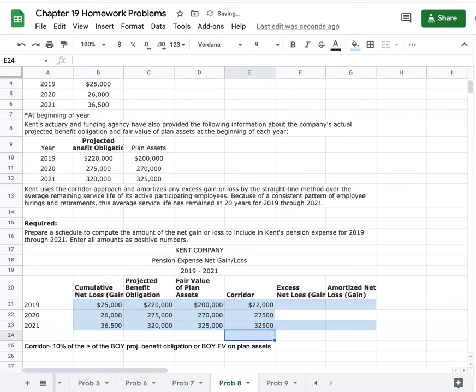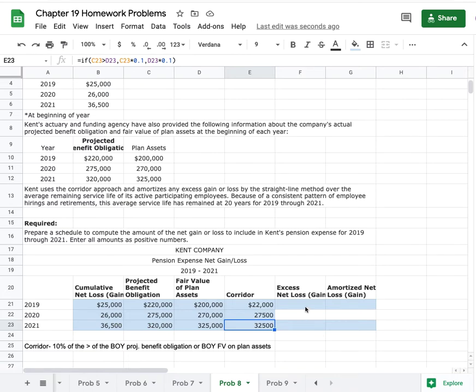Oops, I went too far. And we see that it does the same thing where in 2020 it gave us 10% of the projected benefit obligation, which is the greater of the two, and then in year 2021 it gave us 10% of the fair value of the plan assets, which is the greater of the two. So our if function was successful. And like I said, it's easy with 3 years, but if we had a ton of years, that if function would be a saving grace to us.